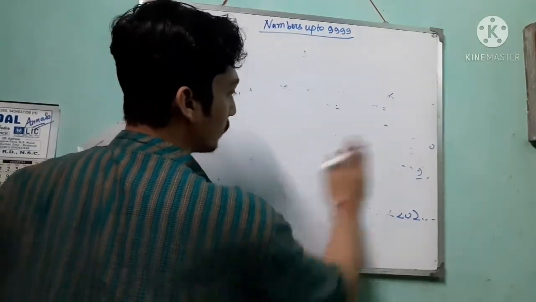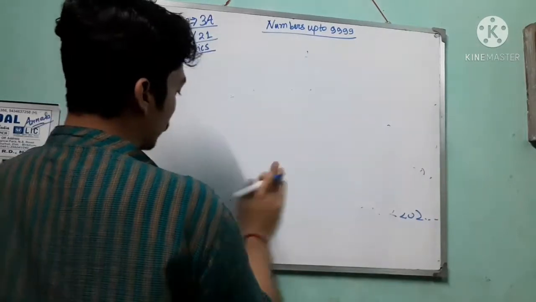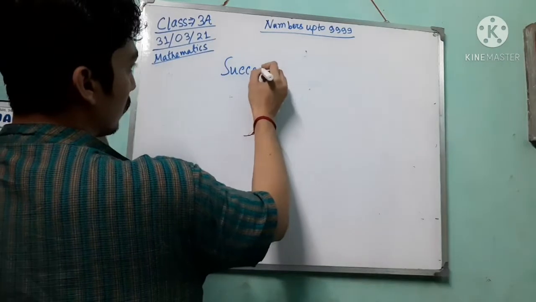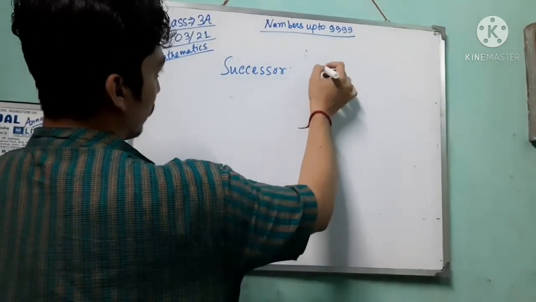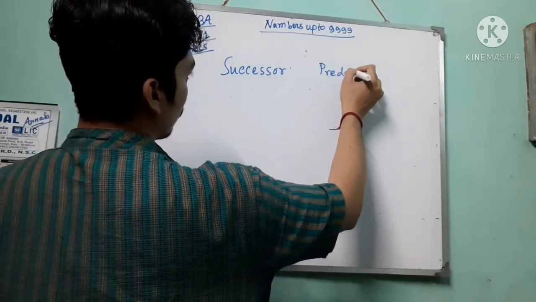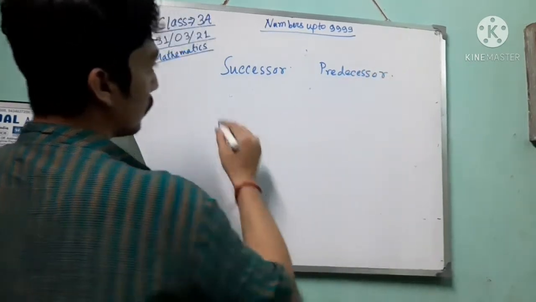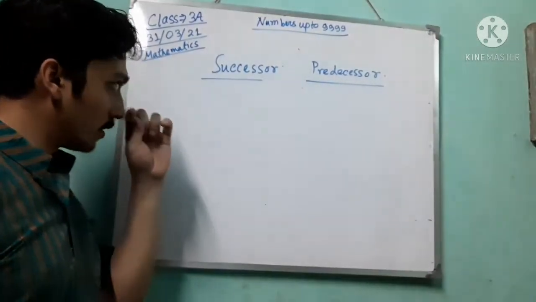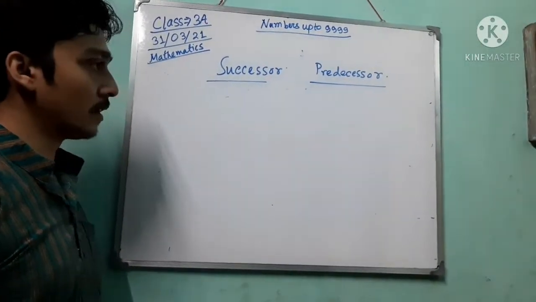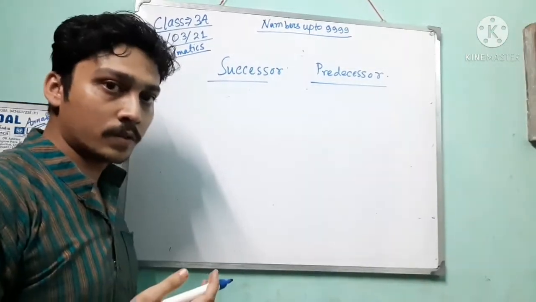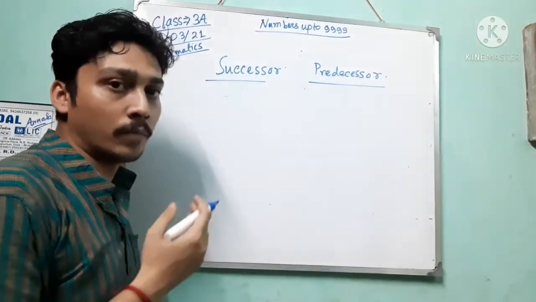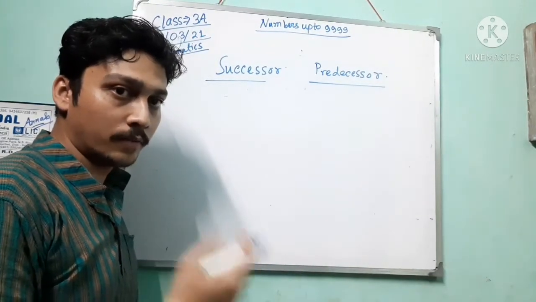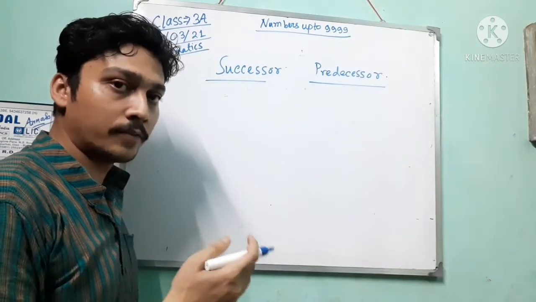That is successor and predecessor. What is successor and what is predecessor? Clear? What is successor? Successor means a number that comes after a given number, immediately after a given number.